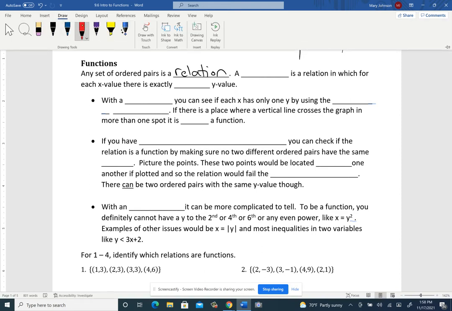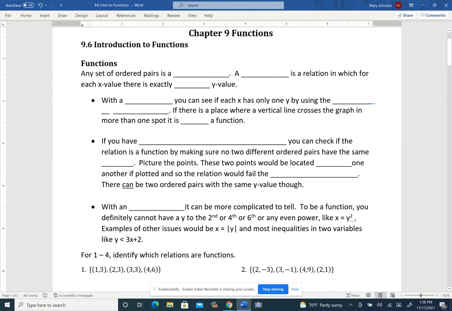But let me change to red. But a function, I meant to do all this in red, but a function is going to wind up being special. It's got a special condition. A function is going to be a relation in which for each x value there is exactly one y value.